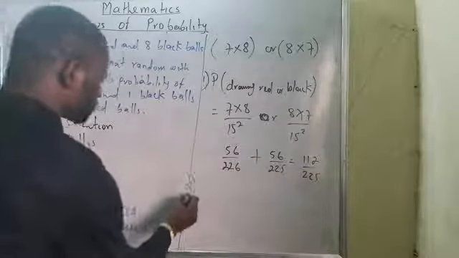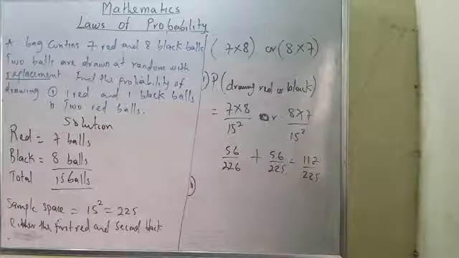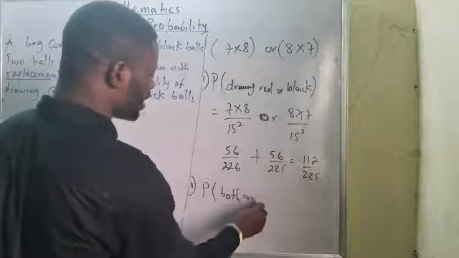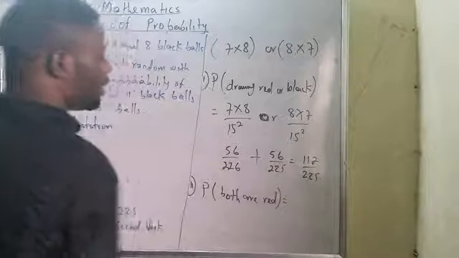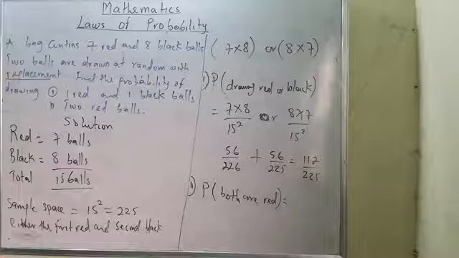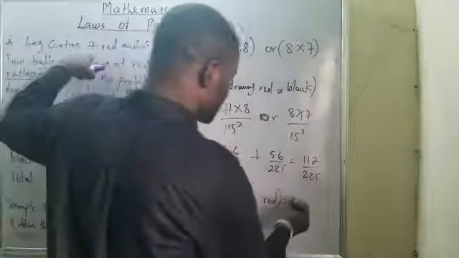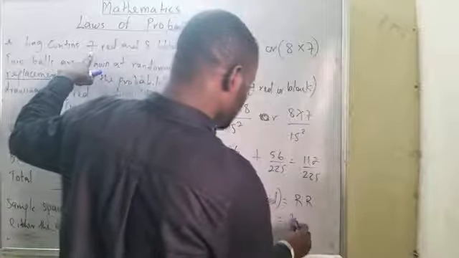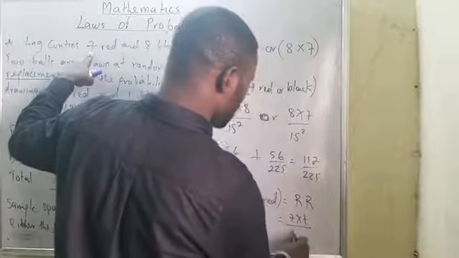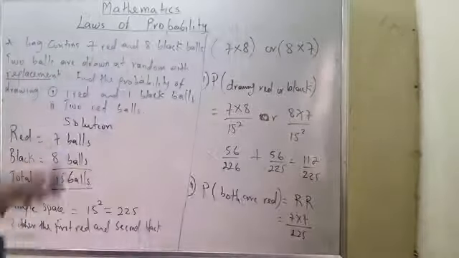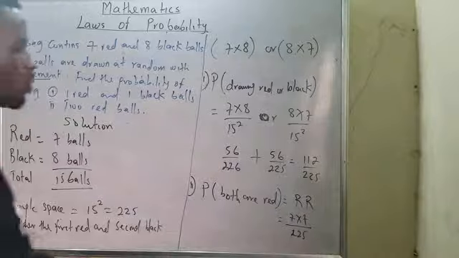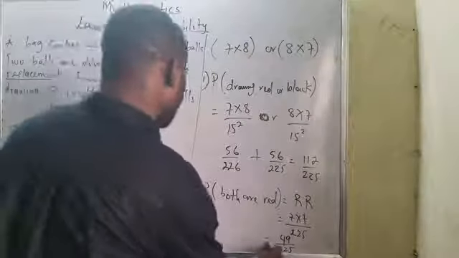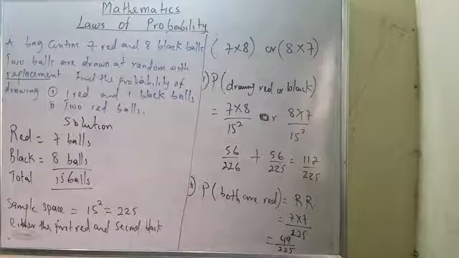Number two, probability of drawing both red. Probability that both are red is, what's the probability of red? It means I'll be having 7 multiplied by 7 divided by 225, which is 7 times 7, which is going to be 49 divided by 225. Now, that is my answer. Both are red. That is all I need to get.